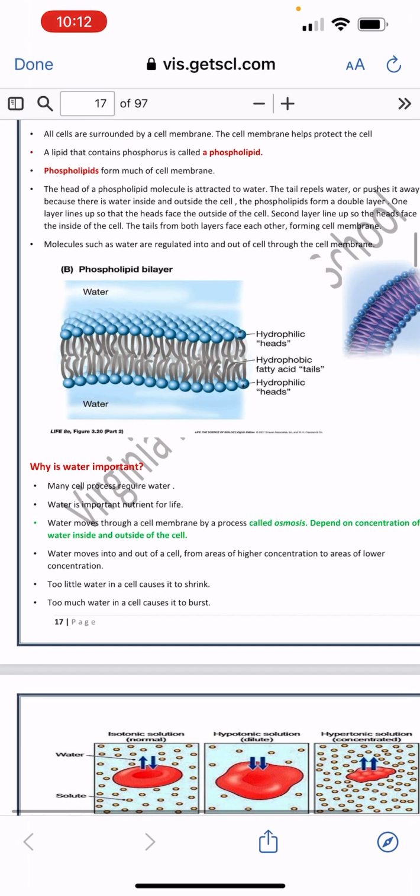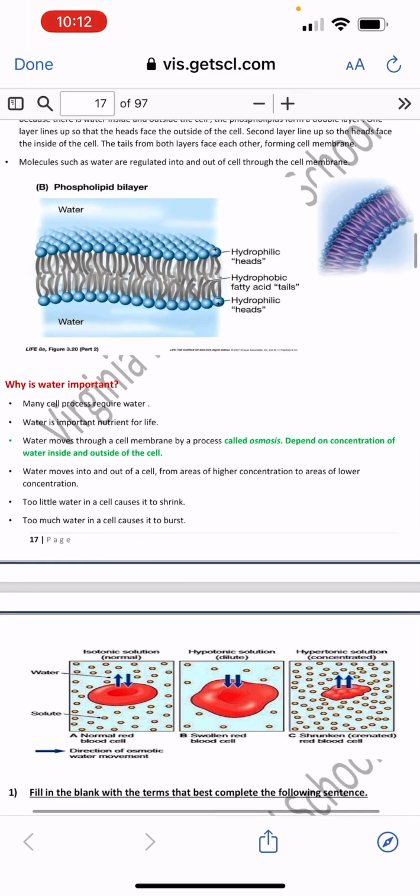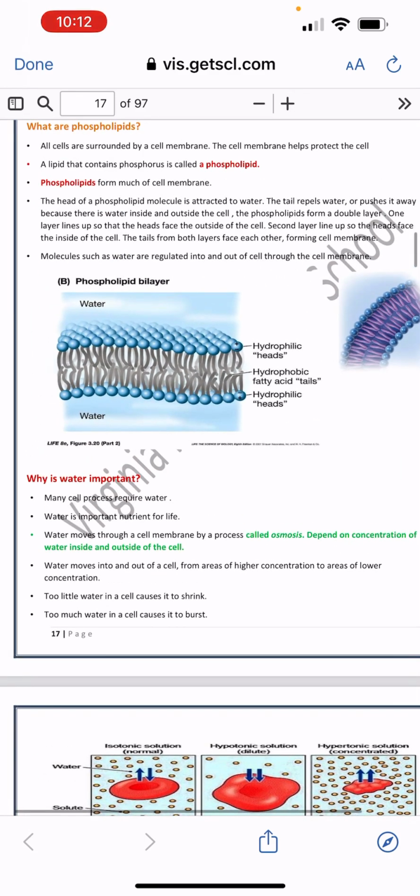So let's have a look at this. This is basically the two layers that are facing each other. For each molecule, it has a head and a tail. The head is the phosphorus molecule, and the tail is the fat layer or the fat molecule. So they are bonded together to make this double layer, the phospholipid bilayer.